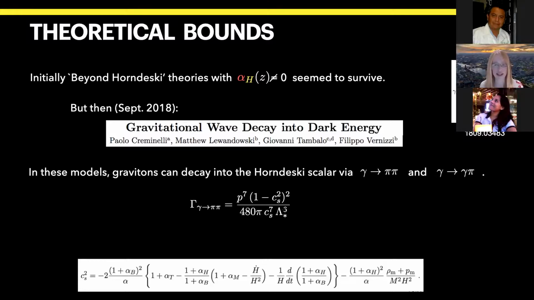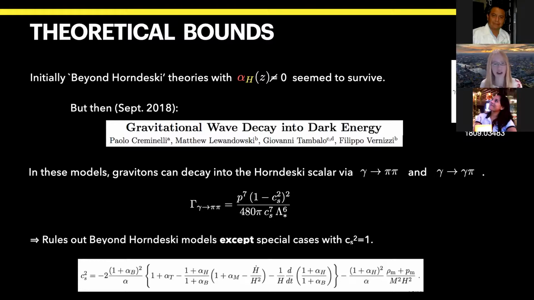But you'll notice if we fine tune all the alphas such that c_s squared is 1, this decay rate goes to 0, just by Lorentz invariance. And so there is a kind of special case here which could survive this bound. But again, it seems finely tuned unless there's some kind of symmetry argument behind it. And so in general, we would expect c_s squared not to be 1, we'd expect this decay to happen.